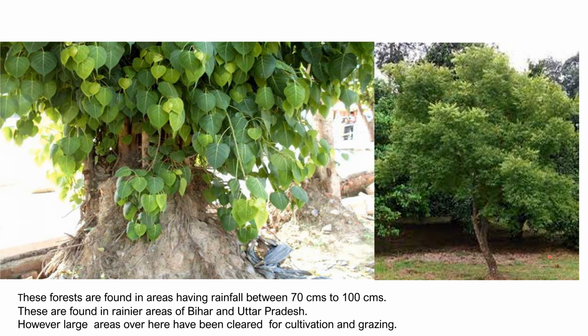In some areas, especially of Bihar and Uttar Pradesh, where the rainfall is to the tune of about 70 to 100 centimeters, peepal and neem trees are very common. However, it has been found that large areas of the tropical monsoon forests have been cleared for cultivation and grazing.